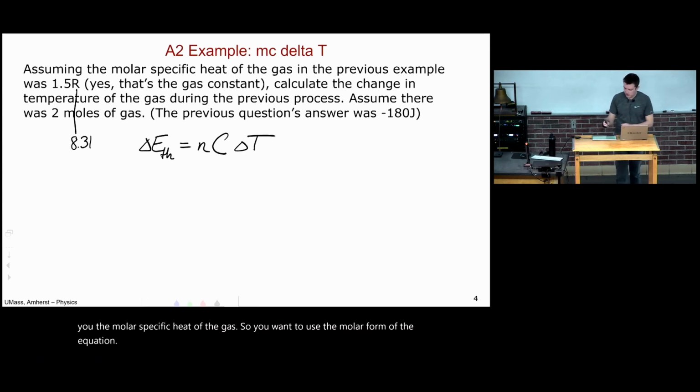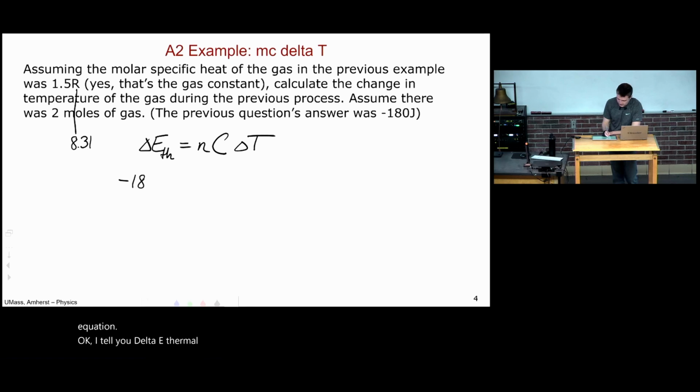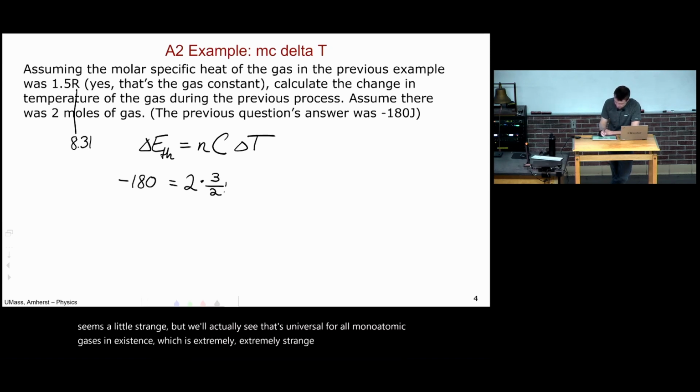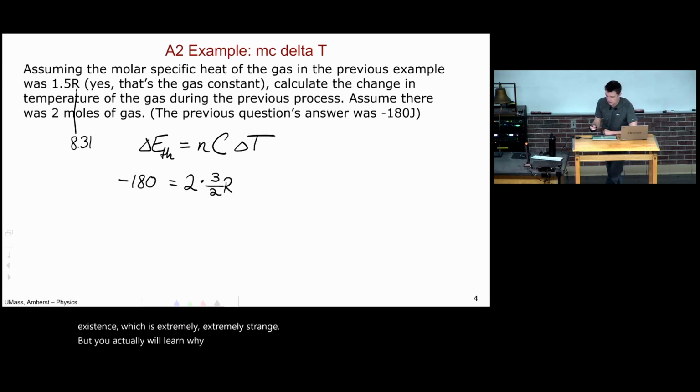Okay, I tell you delta E thermal is negative 180. You have 2 moles of gas. C is almost coincidentally exactly 3/2 times the gas constant, which seems a little strange, but we'll actually see that's universal for all monoatomic gases in existence, which is extremely, extremely strange. But you actually will learn why if you take an advanced thermo course, or I might even tell you.